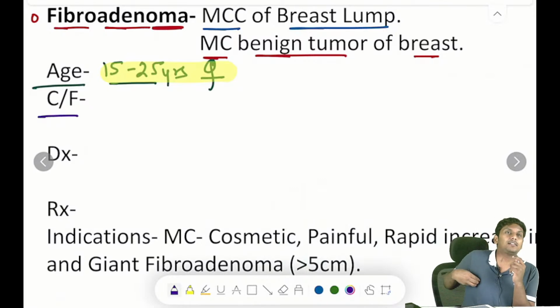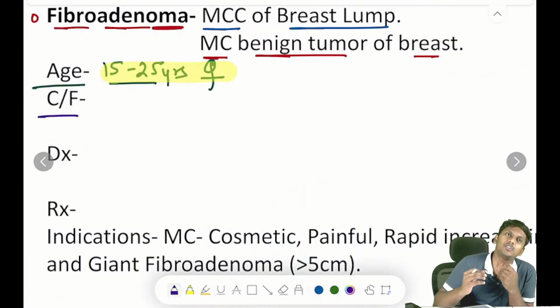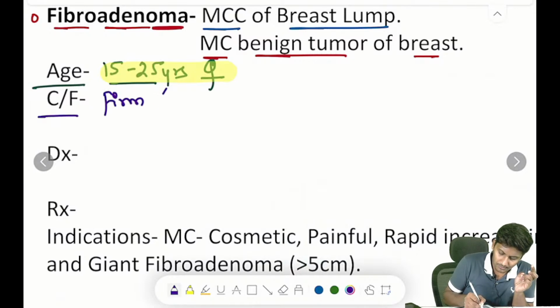Okay, that means it does not stand at one place. You can move it easily. Okay, you can move that breast lump easily. That means it is a mobile breast lump. Will it be painful or painless? It is usually painless. Okay, it is usually painless. So you have to remember here the patient is going to have a firm and a mobile breast lump.